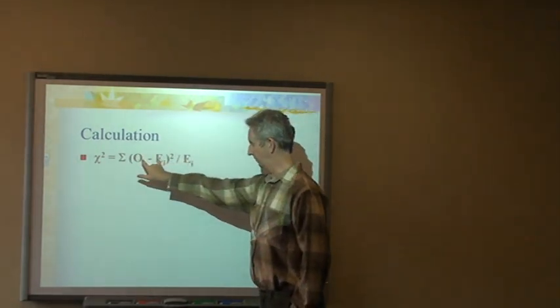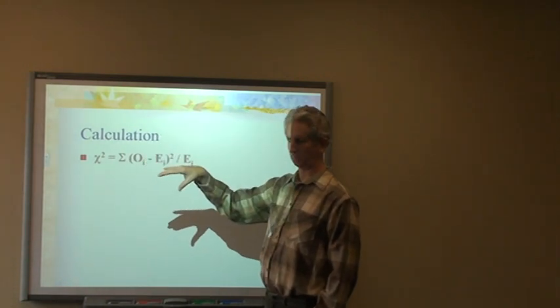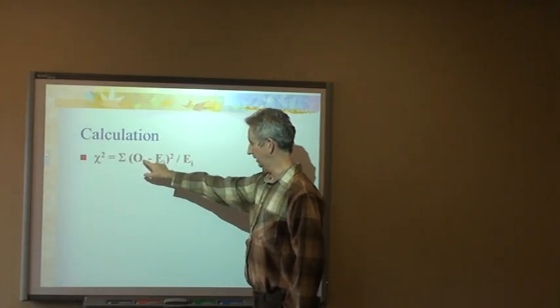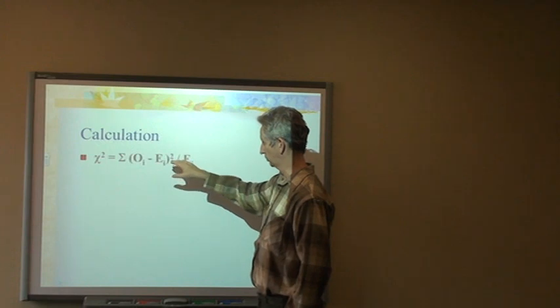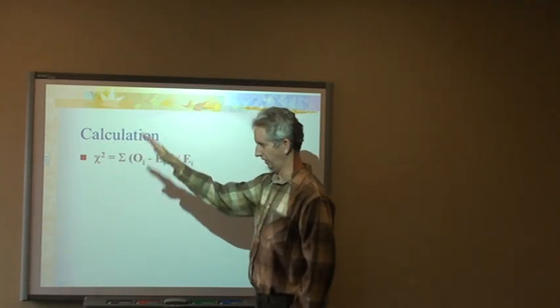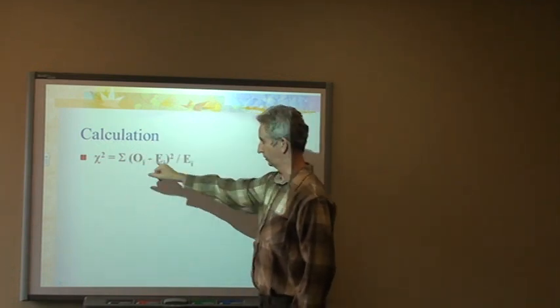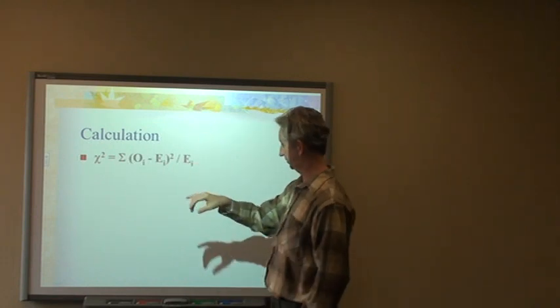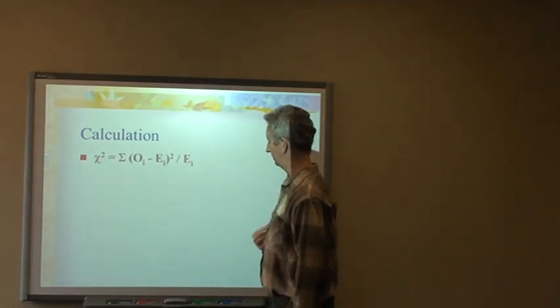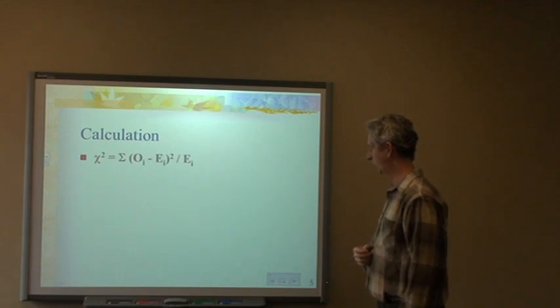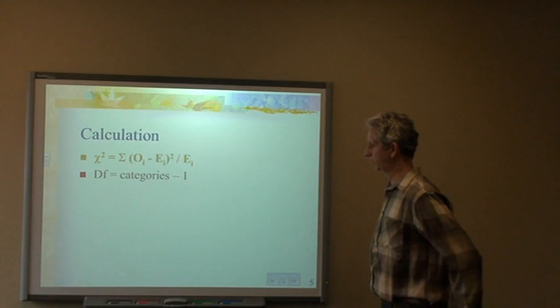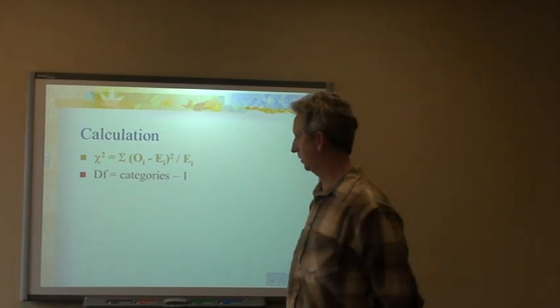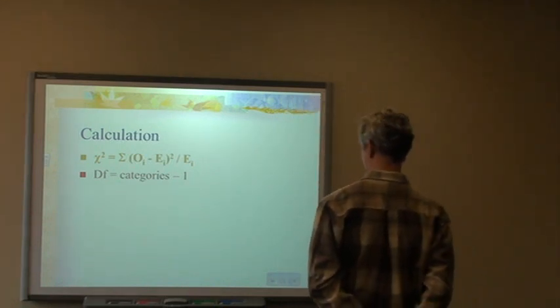You start with the numerator, the part in the parentheses. You take each observed value, subtract off the expected value, and square it. Then you have a square for each observed value. Then you sum those up, and divide by the expected value total. So that's the calculation. The degrees of freedom for the chi-square is equal to the number of categories minus 1.